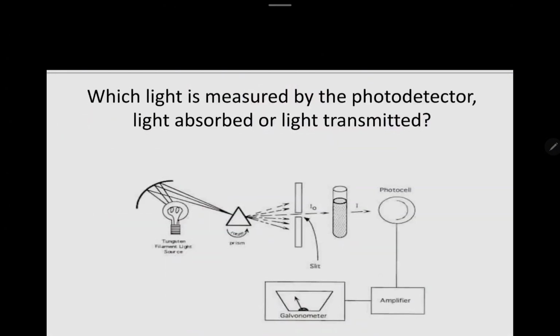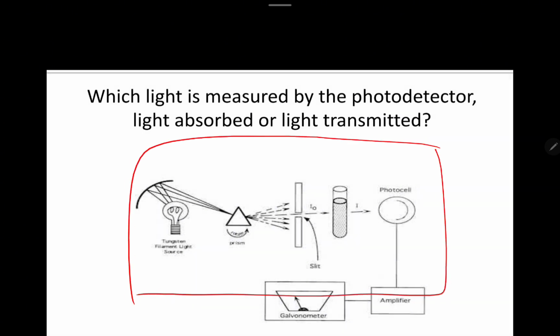Now, which light is measured by the photodetector, light absorbed or light transmitted? Please take a look at this. This is your spectrophotometer. Your sample is there, being held by the cuvette. So now the question is, which light does the photodetector measure? Light absorbed or light transmitted? We say light absorbed by the solution. When you say light transmitted, it refers to the excess light coming from your sample.